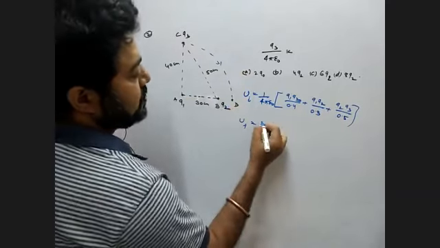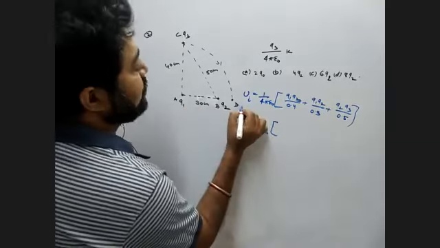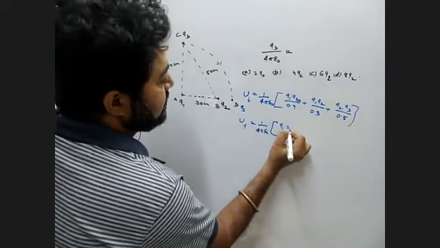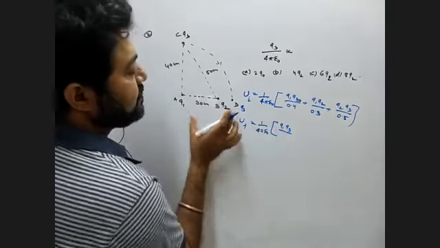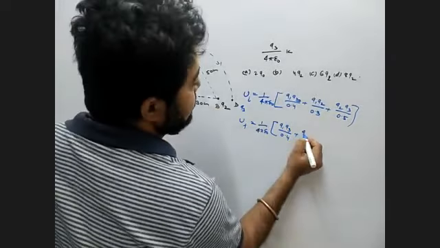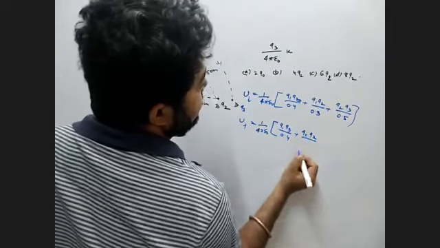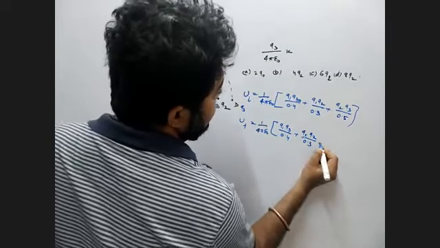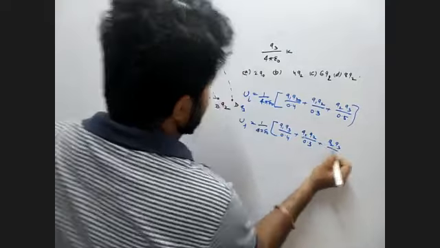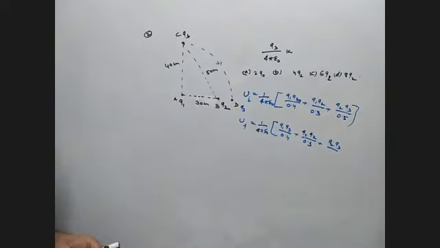Now, when you move from this point to this point, the final position is A, B, and D. So 1 by 4 pi epsilon naught. Between Q1 and Q3, the distance is 0.4. Between Q1 and Q2, the distance is 0.3. And between Q2 and Q3, what is the distance? Anyone can tell me? 0.1.